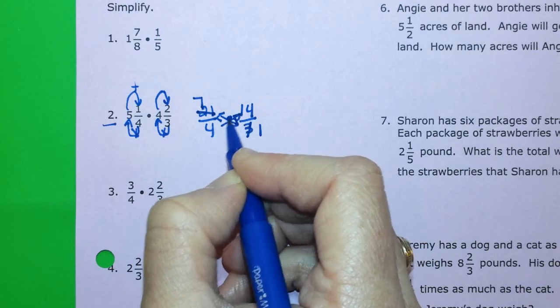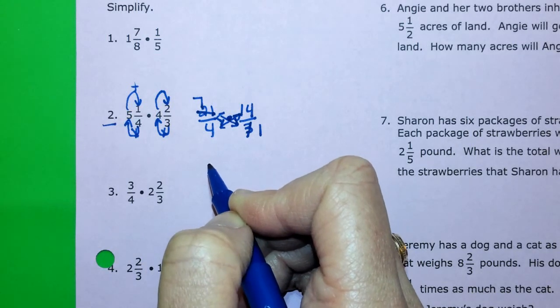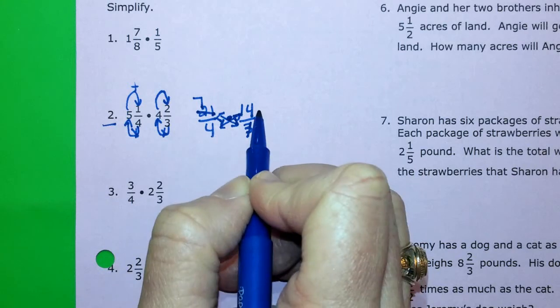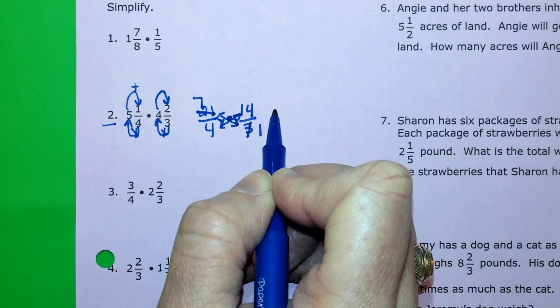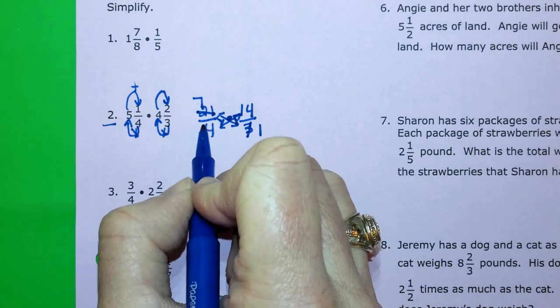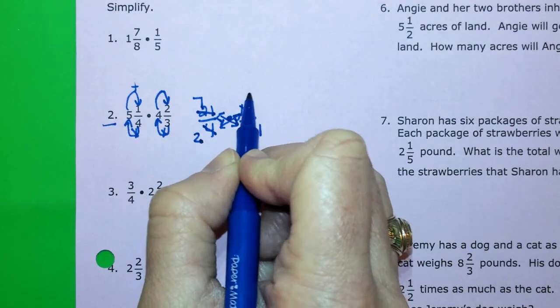Now this one, what would both of these be divisible by? Think about it. I know this is 2 times 2, and this is 7 times 2. So would they both be divisible by 2? Yeah, you're right, it is 2. So 4 divided by 2 is 2. 14 divided by 2 is 7.